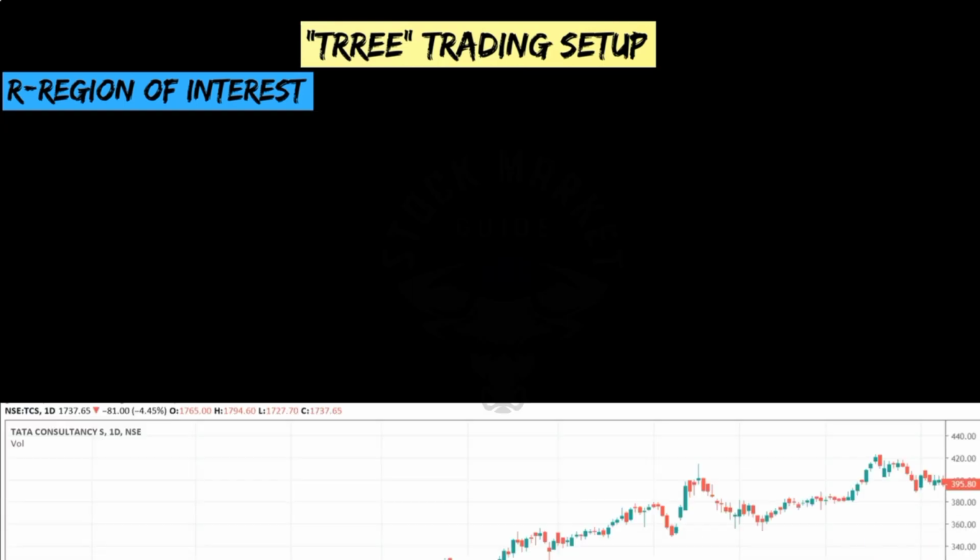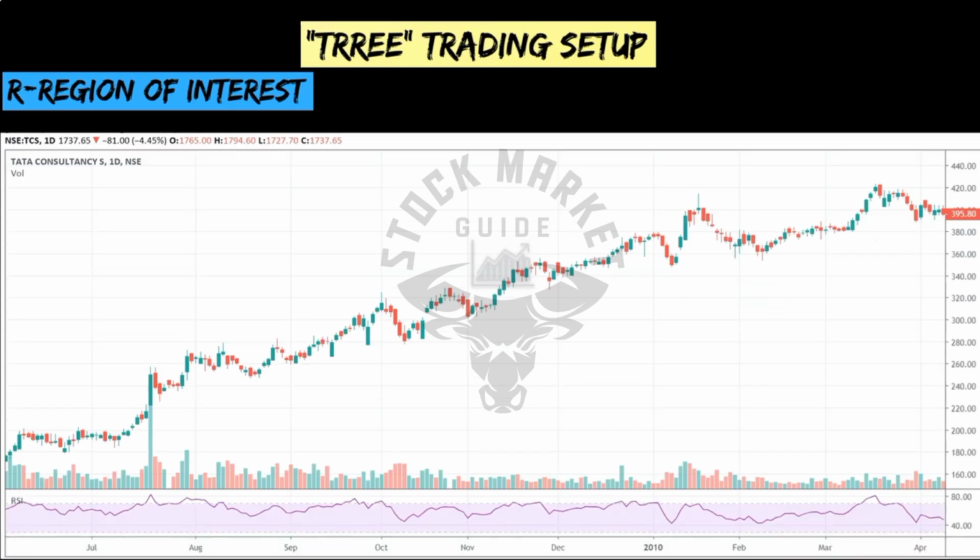Let's see another example from the stock TCS. As you can see here also, the stock is in uptrend, which is followed by the formation of a shooting star. This is also a bearish reversal pattern which we will learn later.